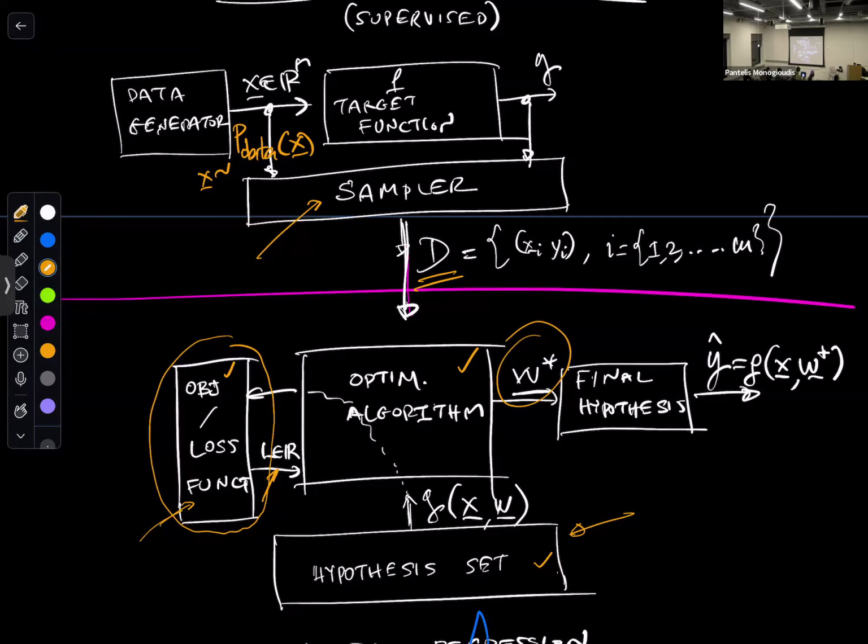So if someone asks you to describe the distribution of y, what would that distribution be? P data of y given x. Conditional. Because x now is given.